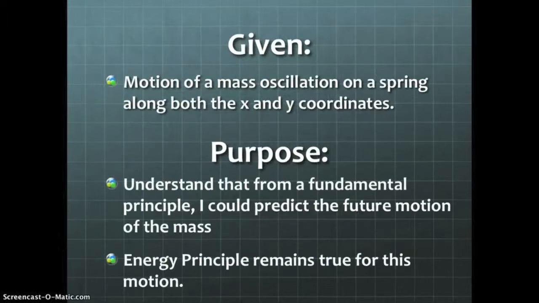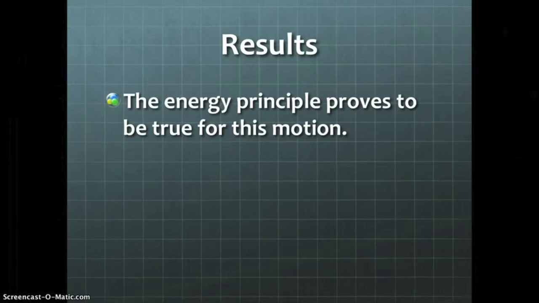In this lab, I was asked to examine the motion of a mass oscillating on a spring along both the x and y coordinates. The purpose of this lab was to understand that from a fundamental principle, I could predict the future motion of the mass and also that the energy principle remains true for this motion. My results show that the energy principle proves to be true for this motion. Here is what the oscillating mass looks like along with the various tracker points.